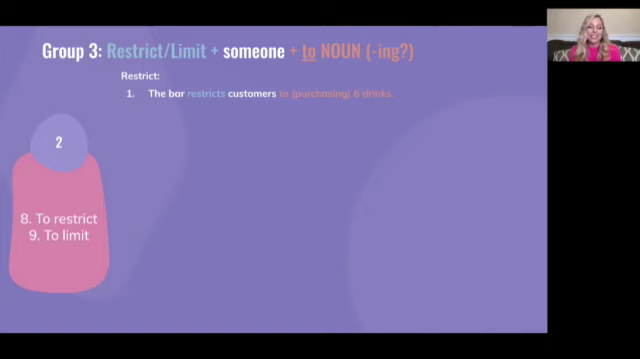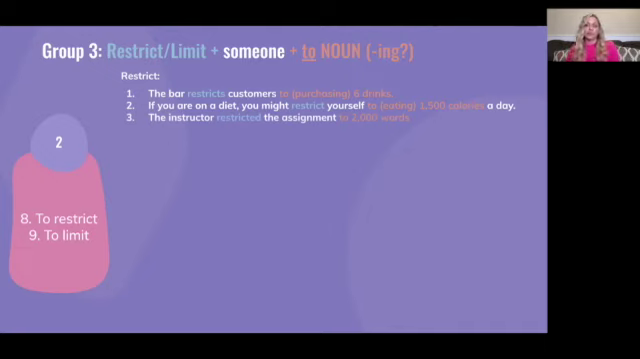So let's take a look at number 2. If you are on a diet, you might restrict yourself to 1,500 calories a day. To me, that sounds better than "to eating 1,500 calories a day," but I do believe that both are grammatically correct. Number 3, the instructor restricted the assignment to 2,000 words. So restrict someone to, and then a noun, not a verb. 4, you should restrict yourself to 3 hours of screen time a day.